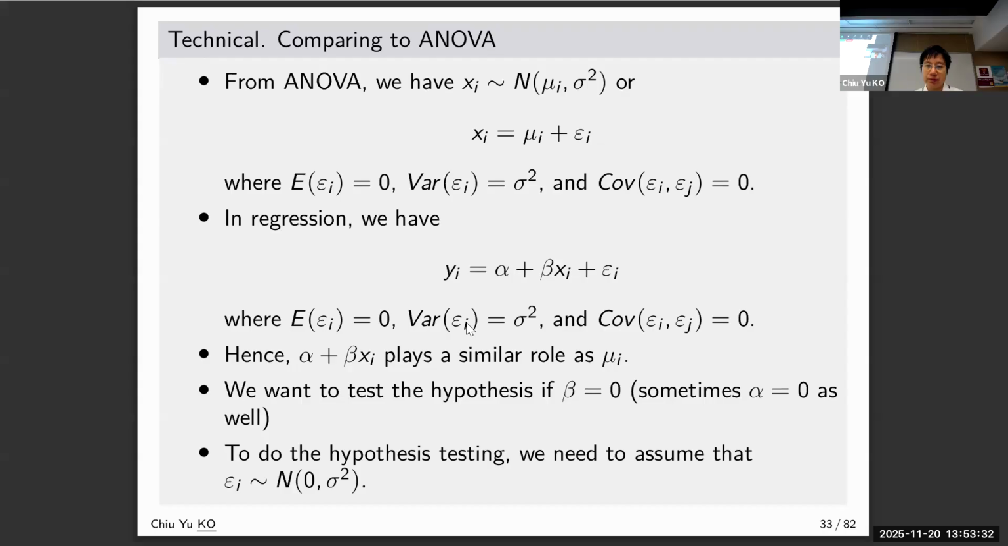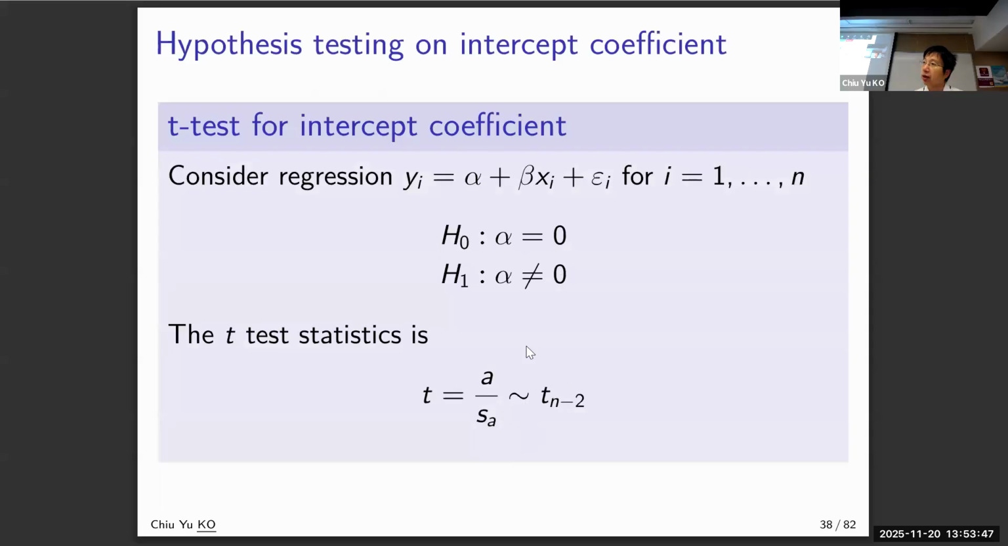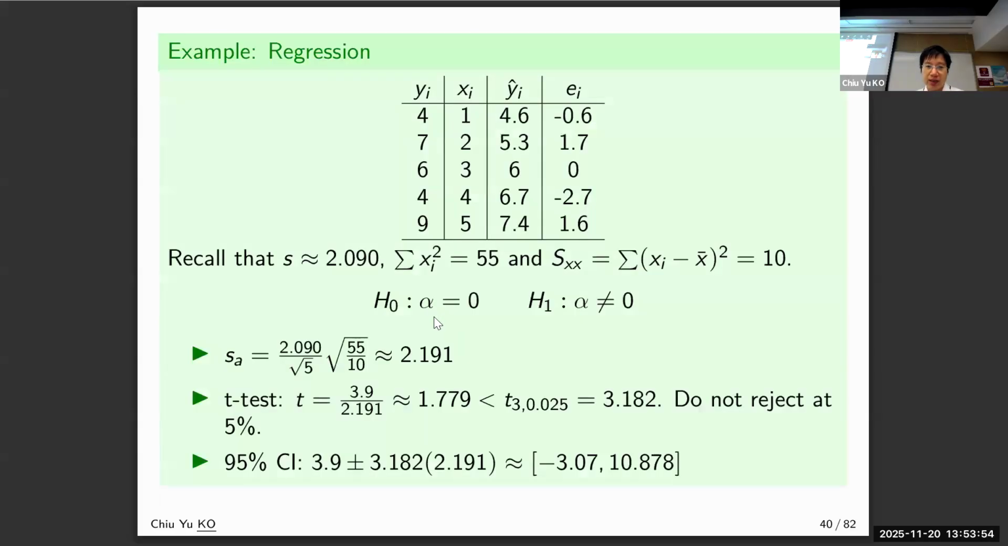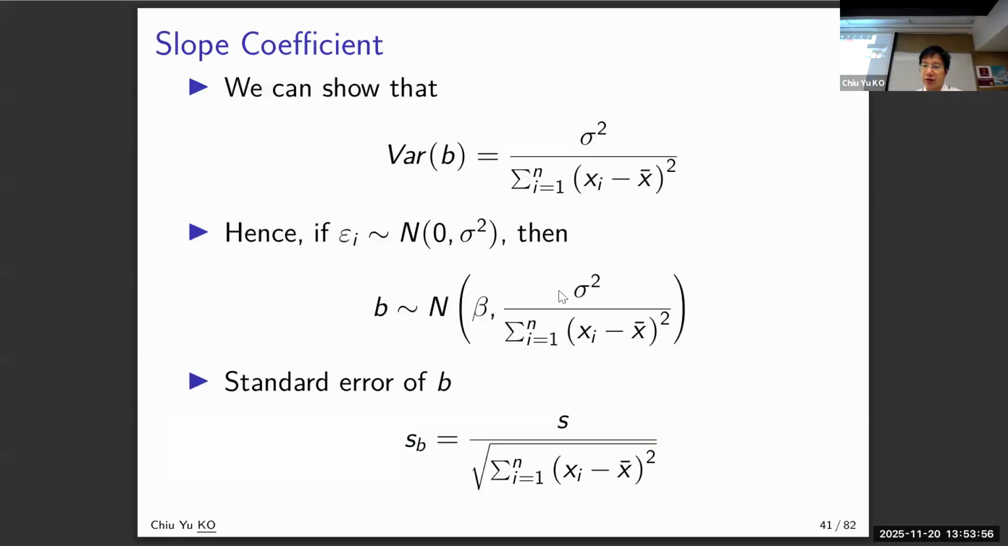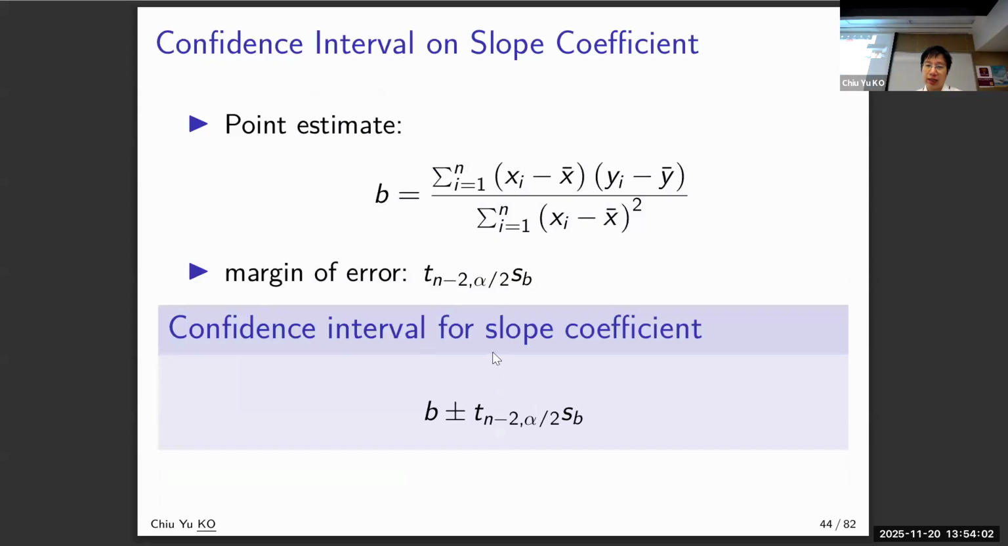If you're willing to assume the error is a bell curve, your A is also a bell curve. I don't know sigma, but I replace it by S, so I can use the t-test, and also the interval estimate. Similarly for B, you can do the same, with the interval estimate as well.